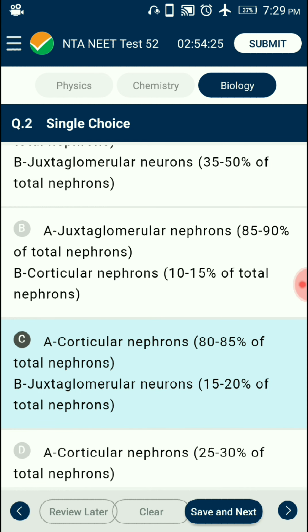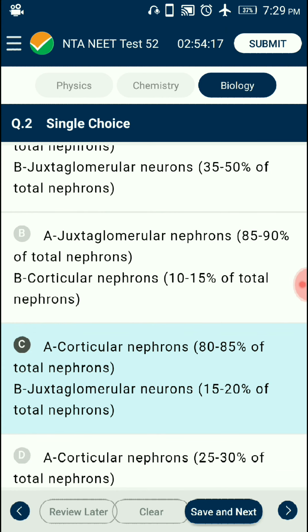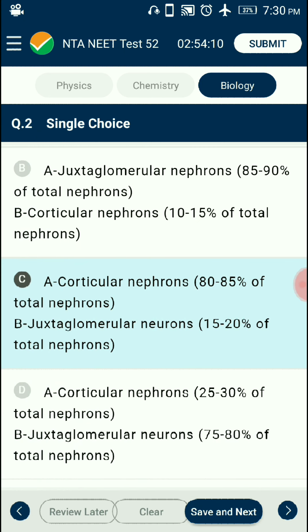A represents cortical nephrons, which range from 80 to 85% of total nephrons. B represents juxtamedullary nephrons, ranging from 15 to 20% of total nephrons. So the correctly matching option is option C.